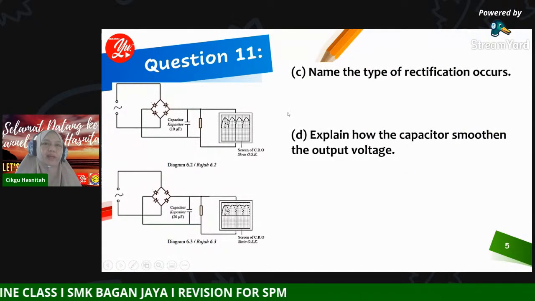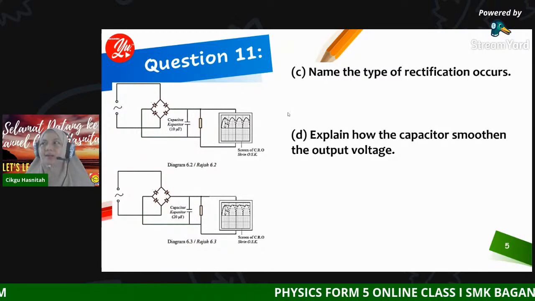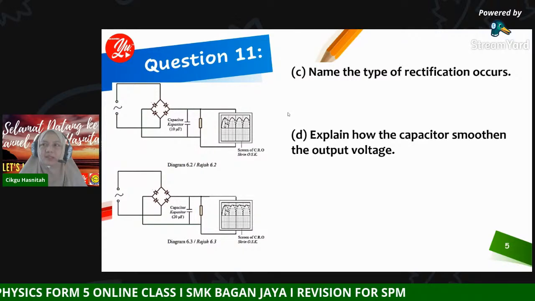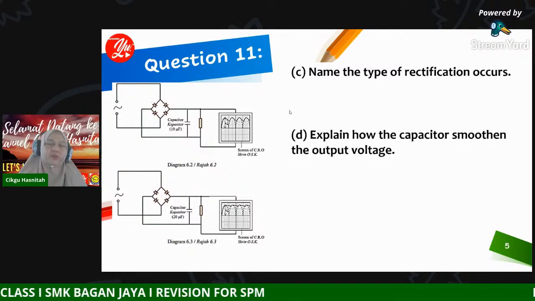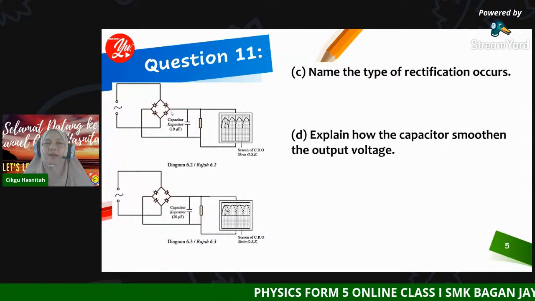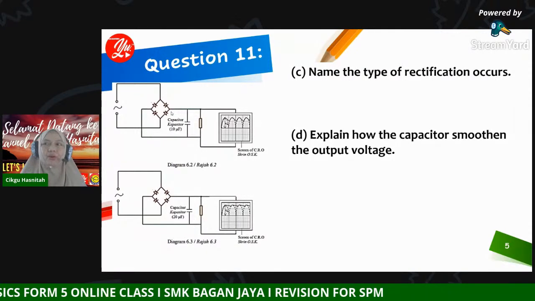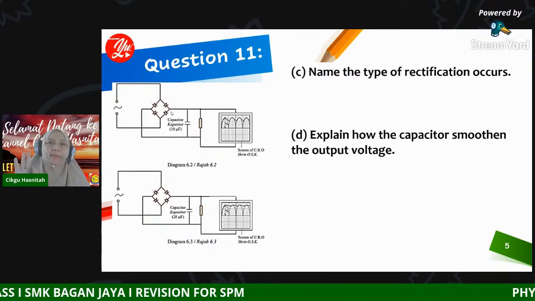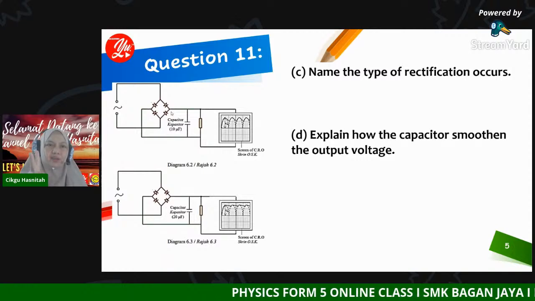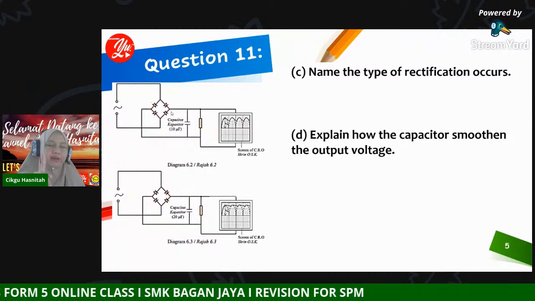Now 11C. Name the type of rectification that occurs. Just now in the first question, you named M as a diode. A diode is used as a rectifying circuit, as we learned before in school. If you remember talking about rectification, there are two types of rectification. Who knows the first type of rectification?